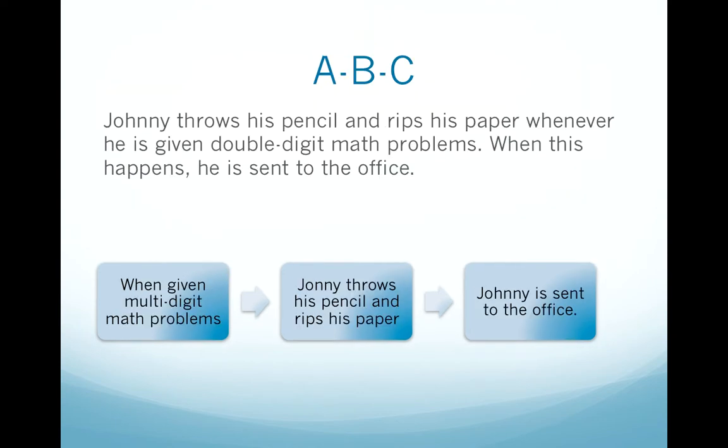So let's take a look at what this looks like. Johnny throws his pencil and rips his paper whenever he's given double-digit math problems. When this happens, he's sent to the office. Okay, so we know the behavior here in the middle. Johnny throws his pencil and rips his paper. What happened right before he did that? Well, he was given the multi-digit math problem. And what happened right after? Johnny's sent to the office.